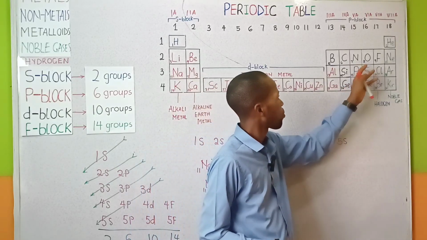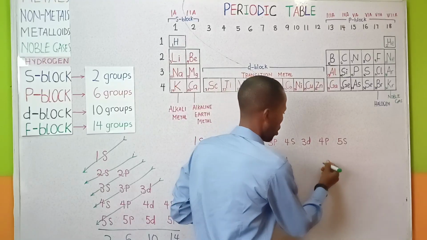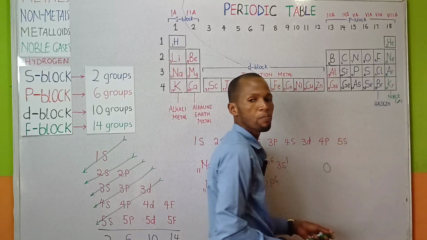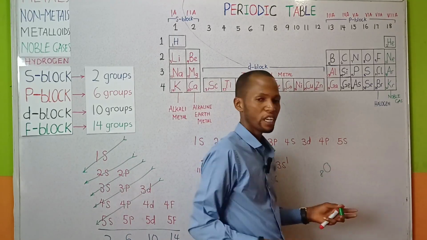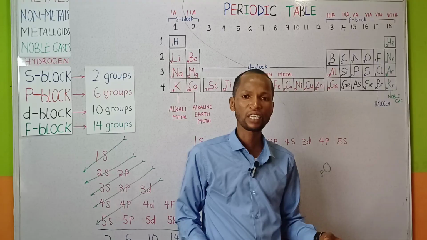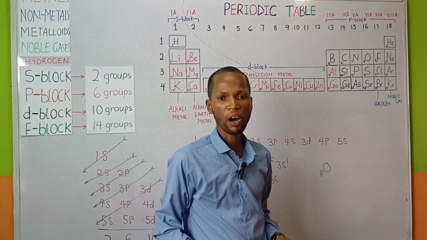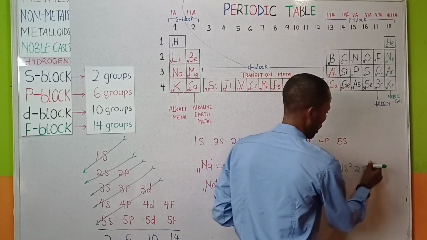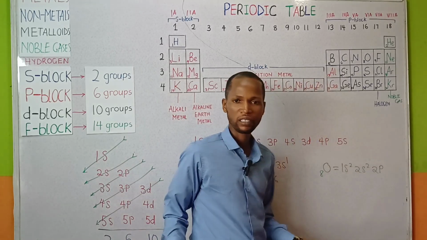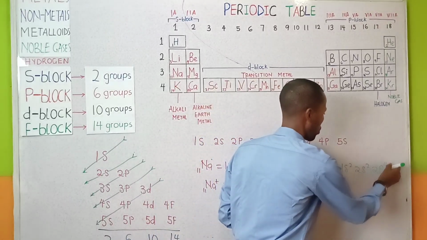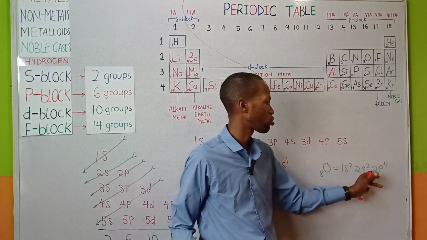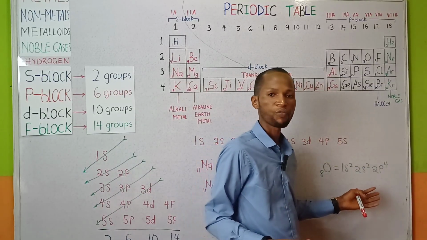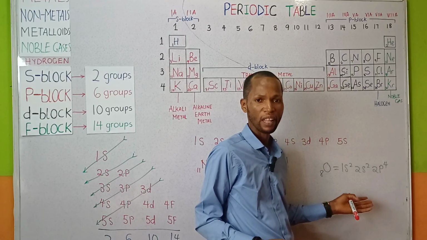Now we can identify oxygen among these non-metals. Oxygen has the atomic number 8. So in its neutral state, the atomic number is equivalent to the number of electrons. So we can write 1s2, 2s2, 2p4. When we add this together, we have 2 plus 2, 4, plus 4, that's 8. So this is the electronic configuration for oxygen before the gain of electron.